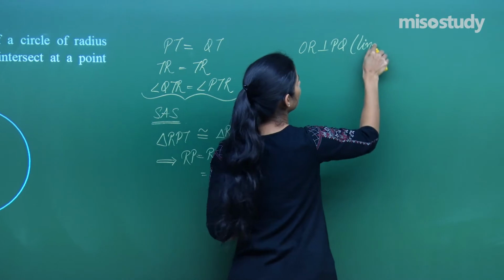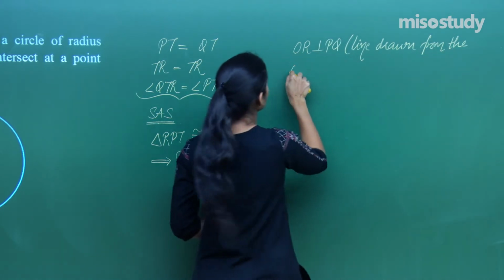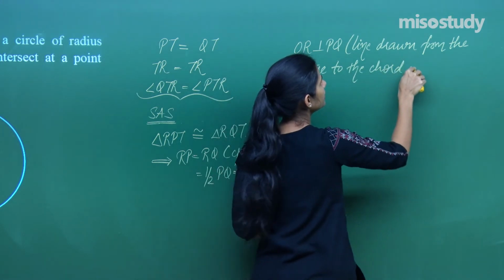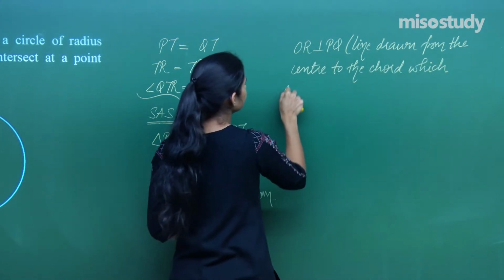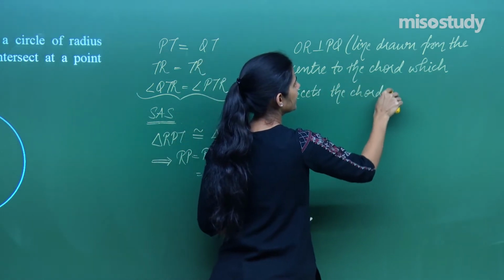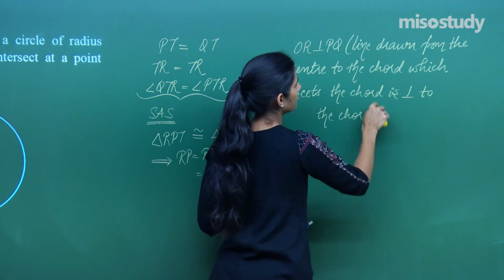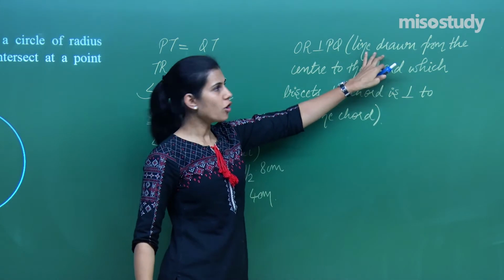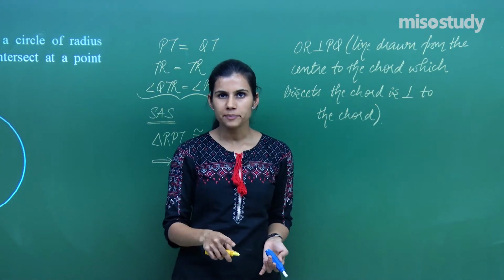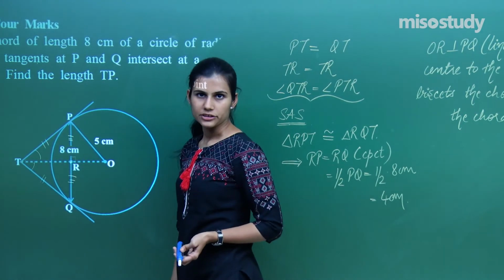Why? Because a line drawn from the center to the chord which bisects the chord is perpendicular to the chord. Clear? A line which is drawn from the center to the chord which bisects the chord has to be perpendicular to the chord. This is the converse of the statement that a perpendicular drawn from the center to the chord bisects the chord. Now you have this angle as 90 degrees.